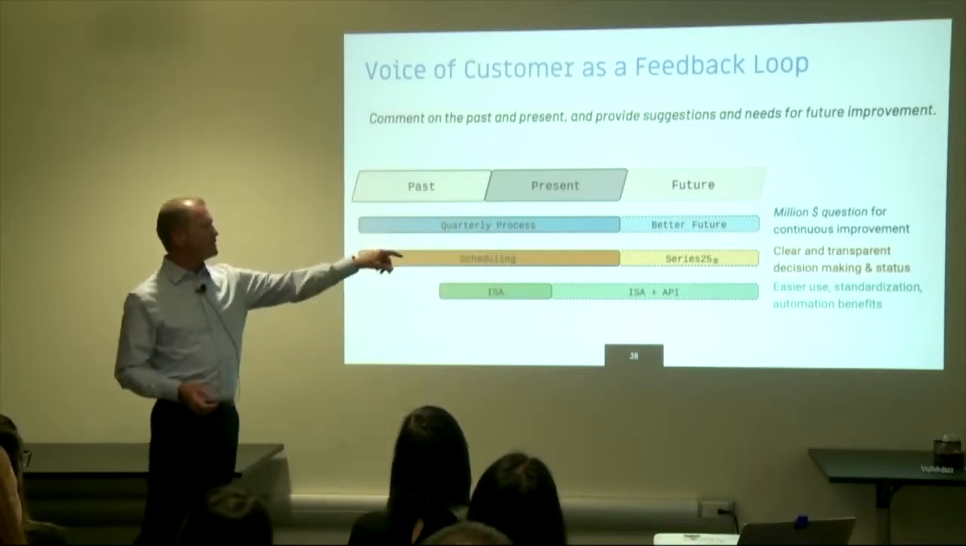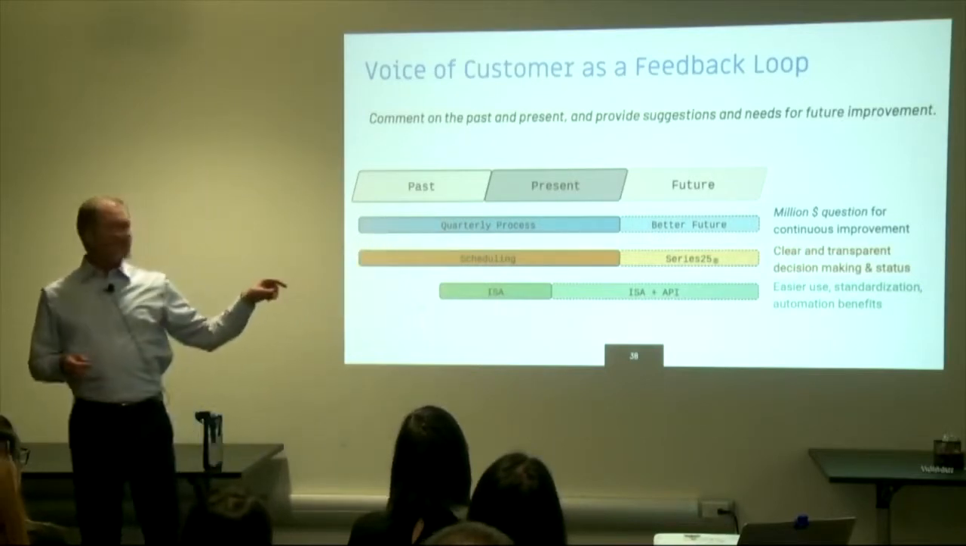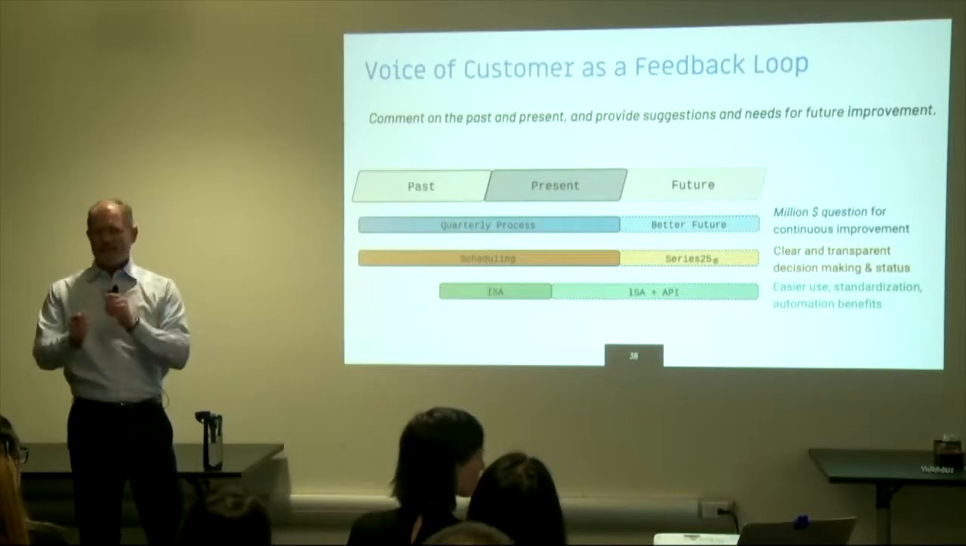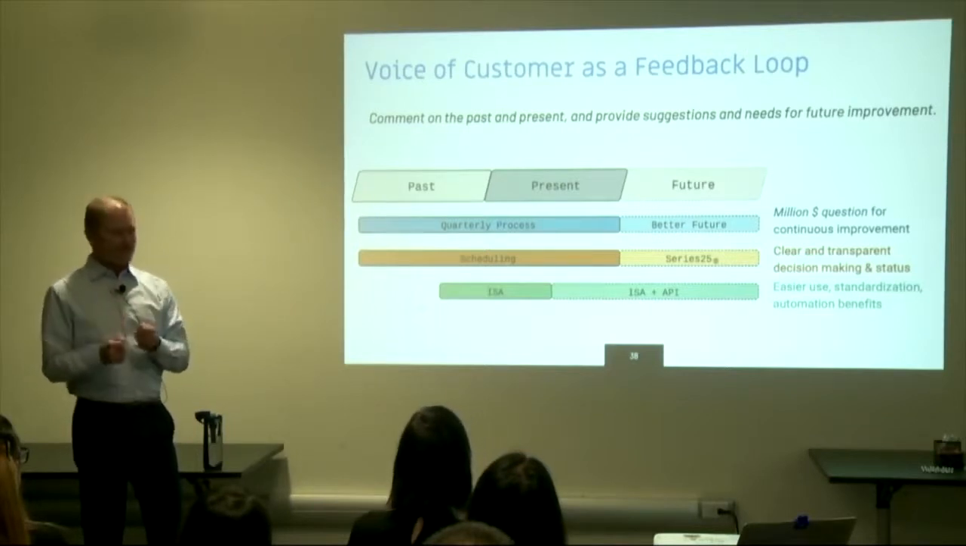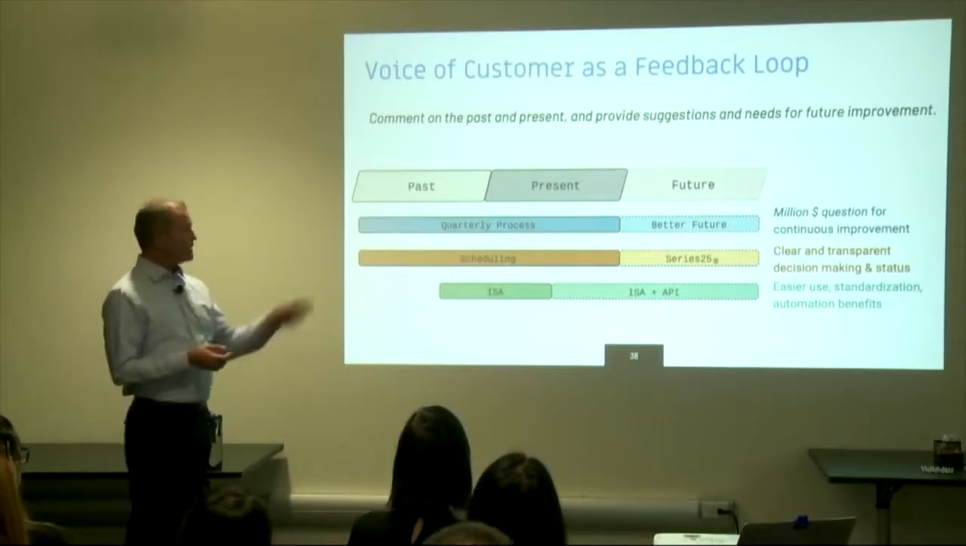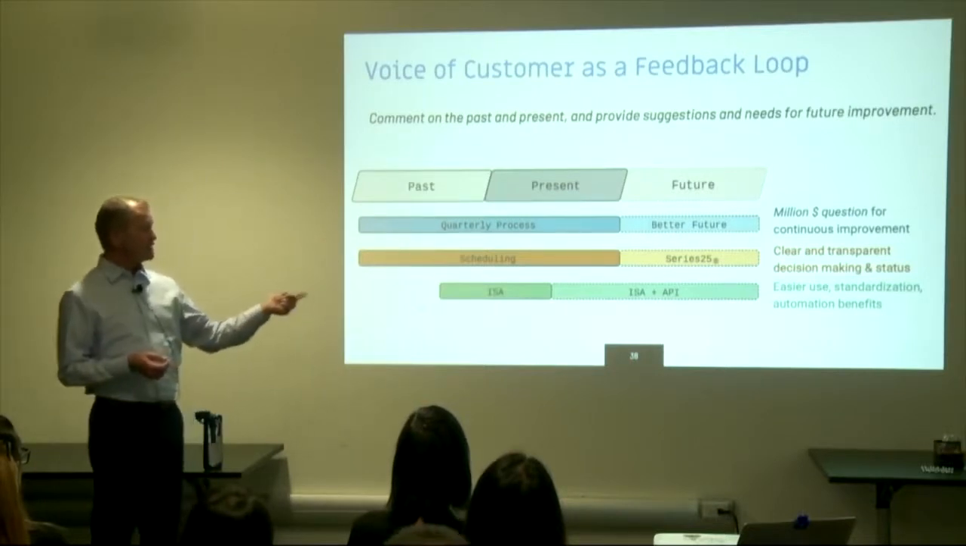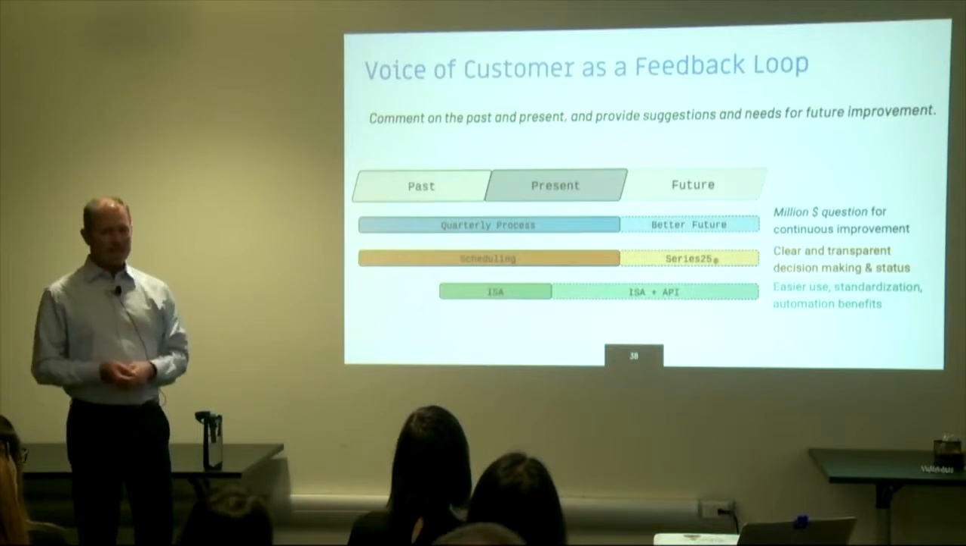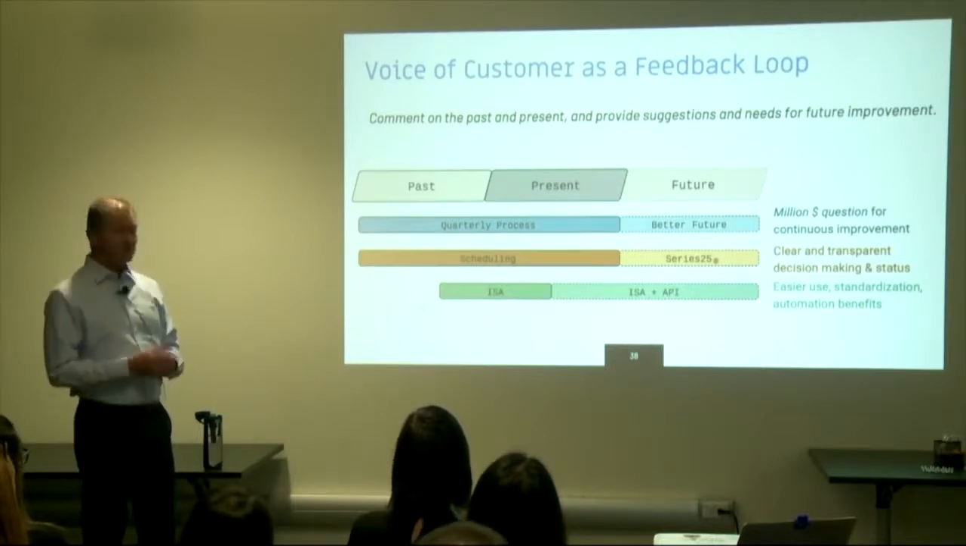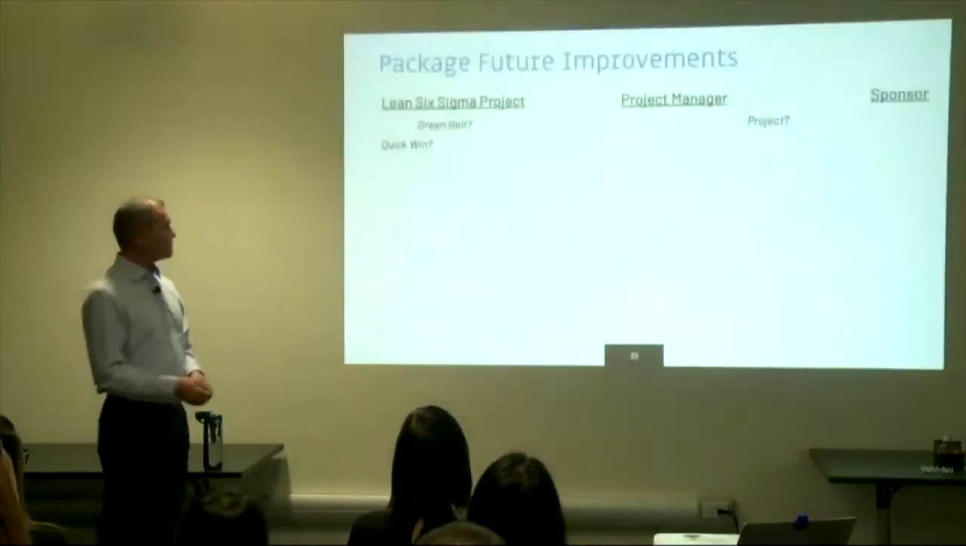How do we make that clear and transparent in the decision-making and the status? Like, what's going on? Where are things right now? How do we handle all that? And then with ISA, how can we make it easier to use, standardize, and get automation benefits out of that? So we got a lot of information just from one customer feedback site.